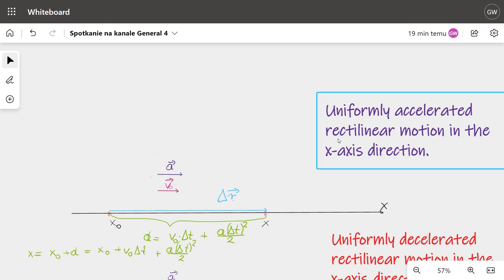First, uniformly accelerated rectilinear motion in the x-axis direction. You can see it here. In this case, acceleration vector is directed the same as velocity vector. You can see it here.